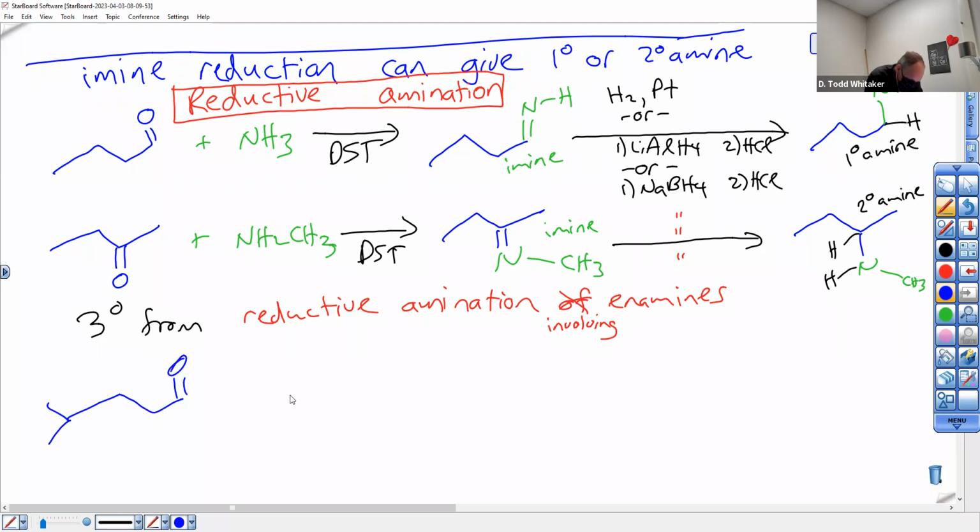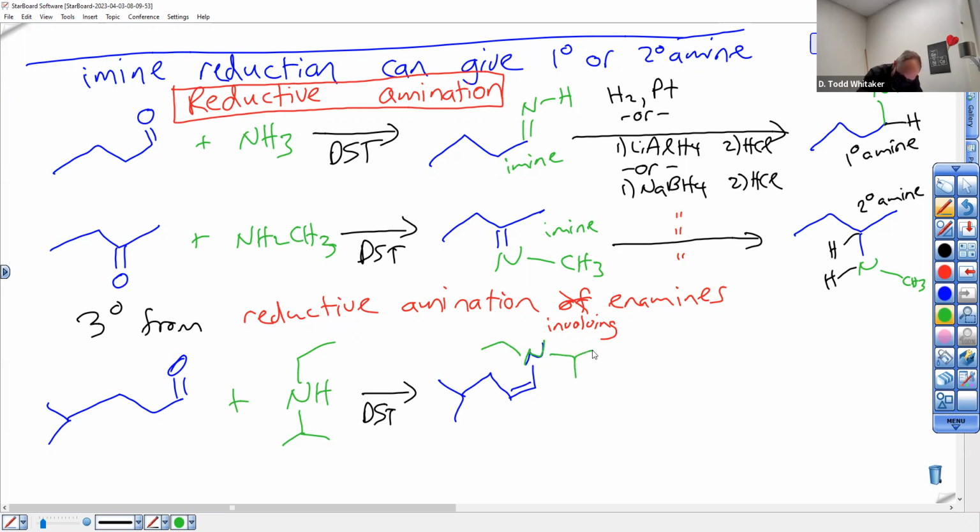And you just got to start with a secondary. There you go. And that's going to, with a DST, make this condensation product happen. Oh, the nitrogen changed color. Ethyl, isopropyl. That's an enamine, right? Enamine. And same dittos. Any of those three methods is what I'm trying to say there. And you're going to get this tertiary amine.